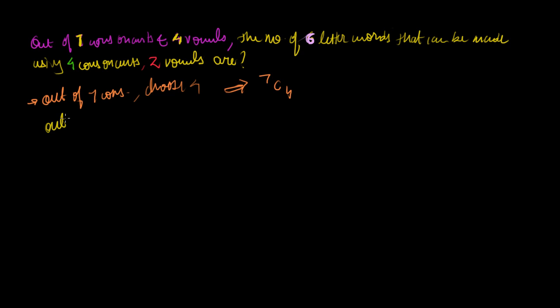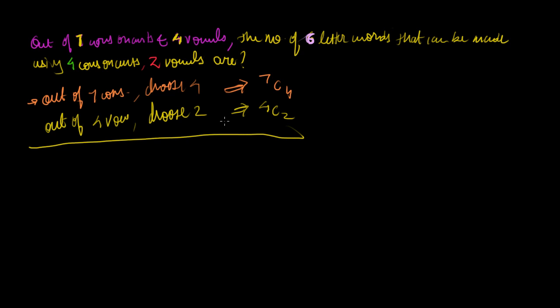And out of 4 vowels, we choose 2, and the number of ways to do that is 4C2, right? And we have to multiply these two because they are associated with each other. These are not cases or something. We are not breaking into cases. Association just means that one cannot happen without the other, right?